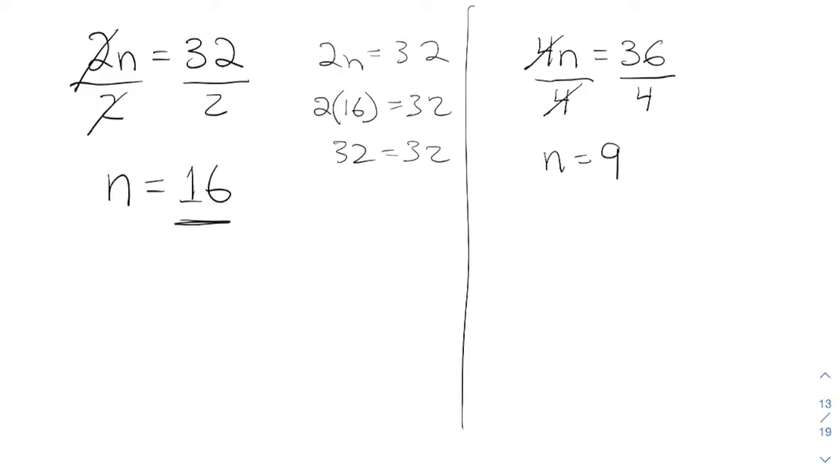Okay, so now I want to verify this. So I have 4n equals 36. 4 times 9 equals 36. 36 equals 36. Okay, I've now verified that my answer is correct.